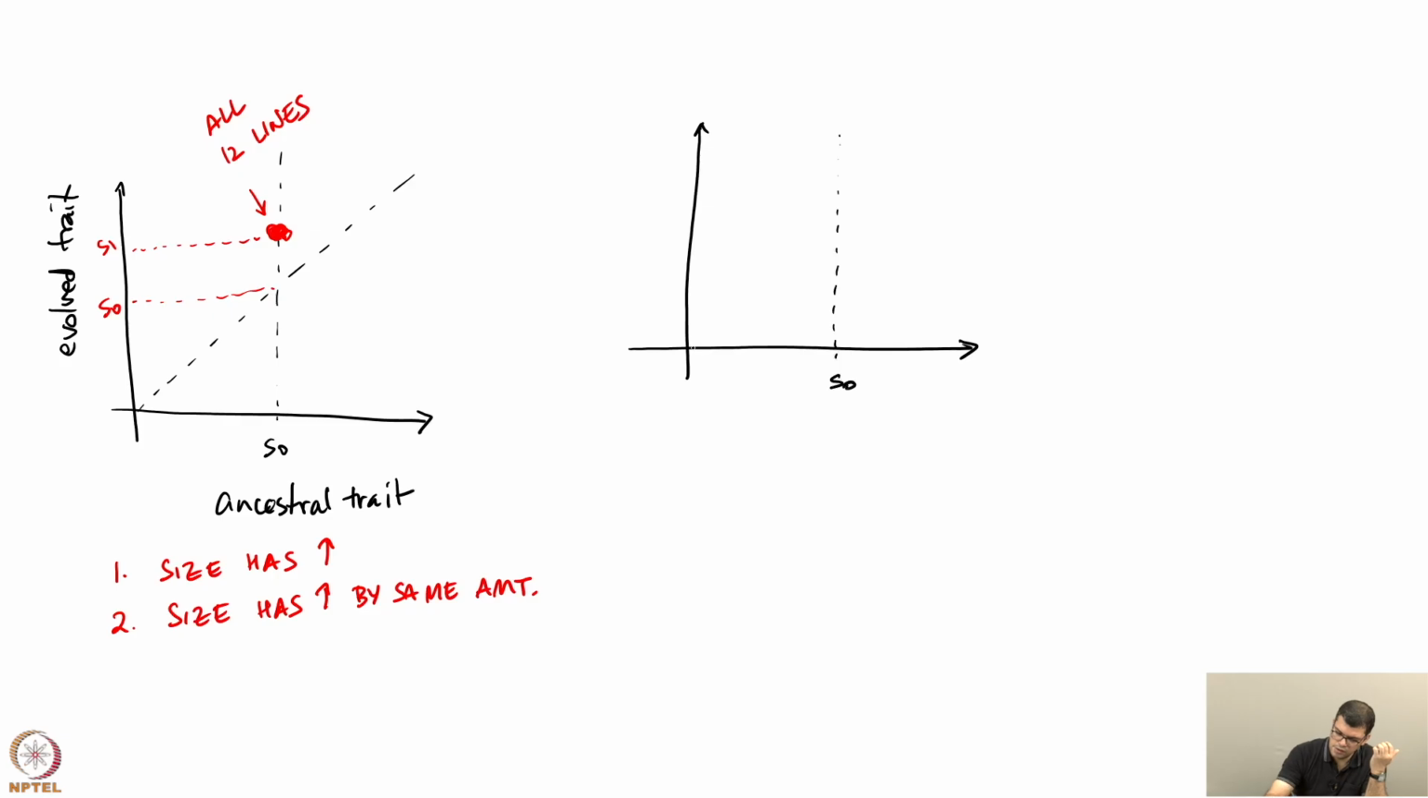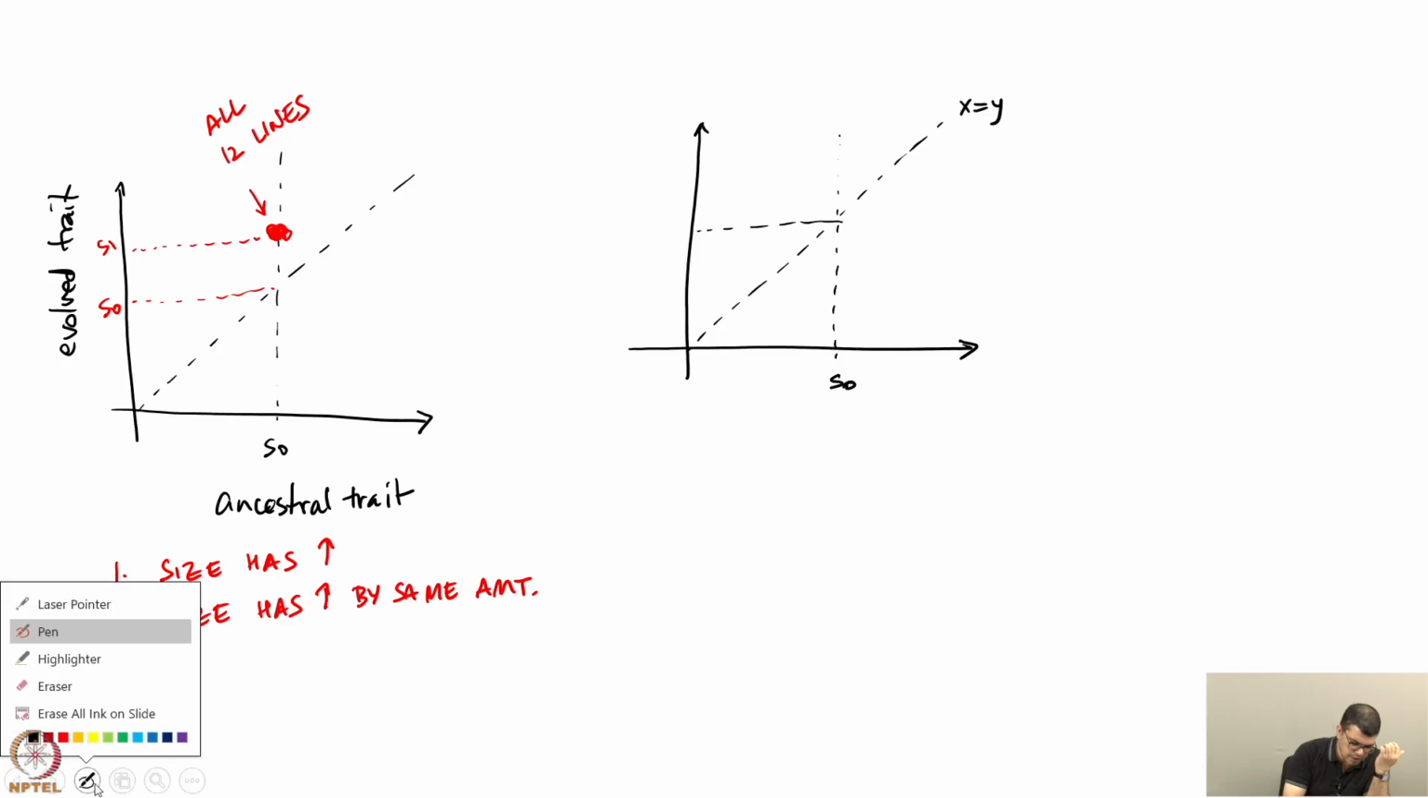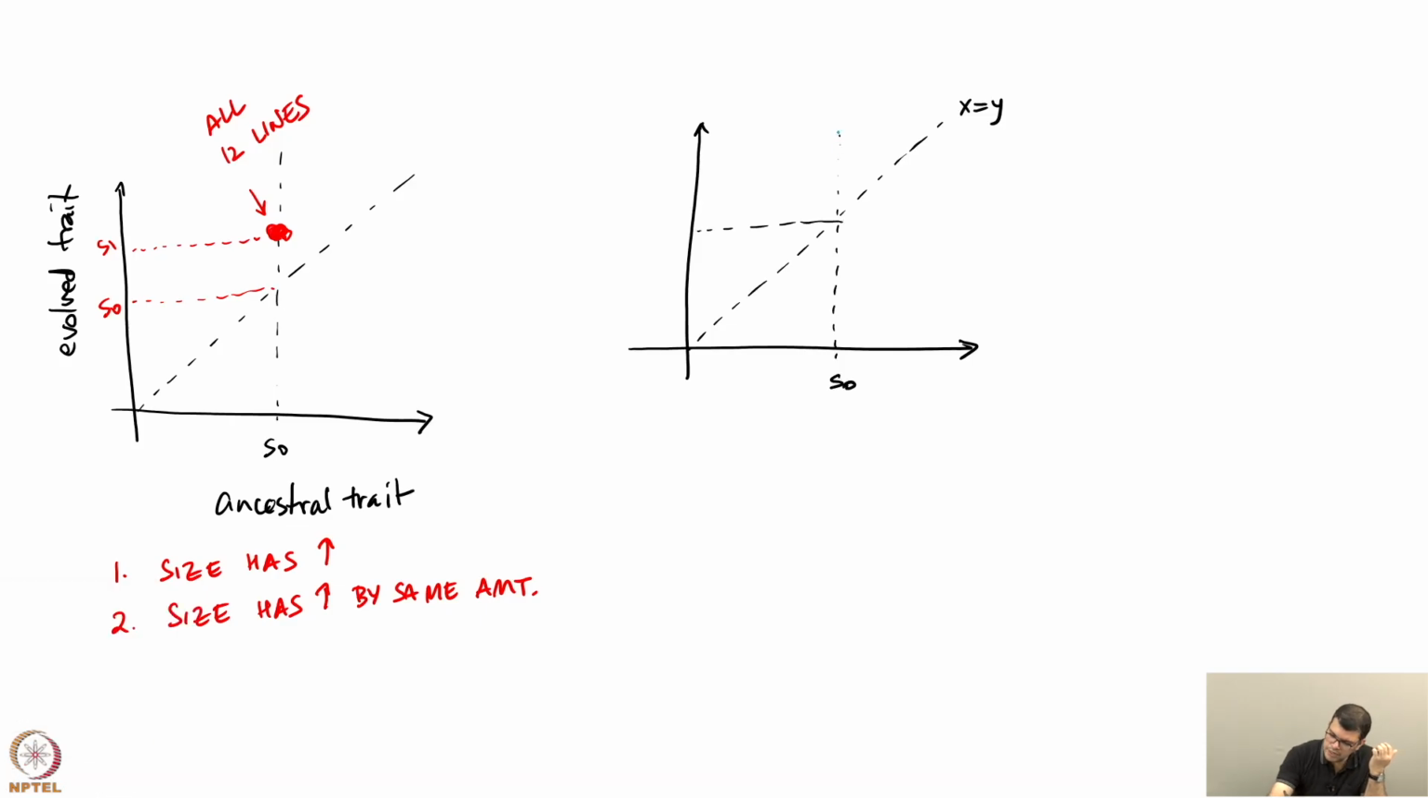S0, x equals y. An alternate response could be that the 12 lines are present like this, and so on and so forth. So, let us say maybe they are separated S1 to S12. Each has a different line, each has a different value. Now, what do we notice here? That one, size has increased, that is the same.